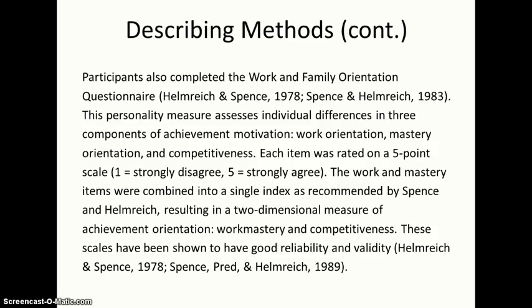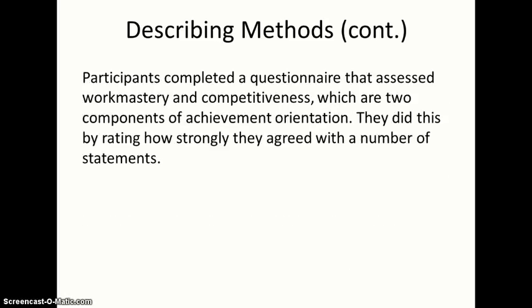So if I were summarizing this information for an assignment, here is an example of what I might write. So in these 2 sentences, I'm telling you that it was a questionnaire, what the 2 main variables are that are being assessed on this questionnaire, and that people did this by rating how strongly they agreed with a number of statements. I didn't bother telling you that it was 1 to 5, because really 1 to 5 versus 1 to 10 really doesn't make a difference.